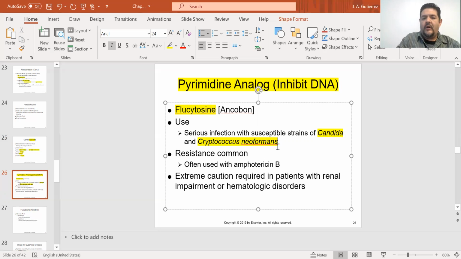usually it's not that strong of a drug, it is less aggressive. So if for some reason the infection by Candida or by Cryptococcus neoformans is an aggressive disease, it can be combined with amphotericin B. And because of this combination, well, we need to be careful with the kidneys. We didn't mention that amphotericin B is very nephrotoxic and suppresses the bone marrow. So we're talking about all the different types of anemias.